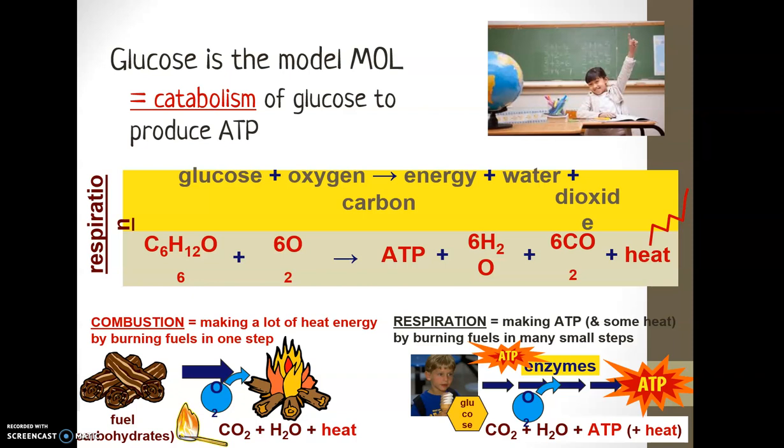Now, glucose is your best friend. Glucose is the model molecule of cellular respiration, okay? So in order to get ATP or energy, we have to catabolize glucose. We have to actually go through a catabolic reaction of glucose in order to get that ATP.